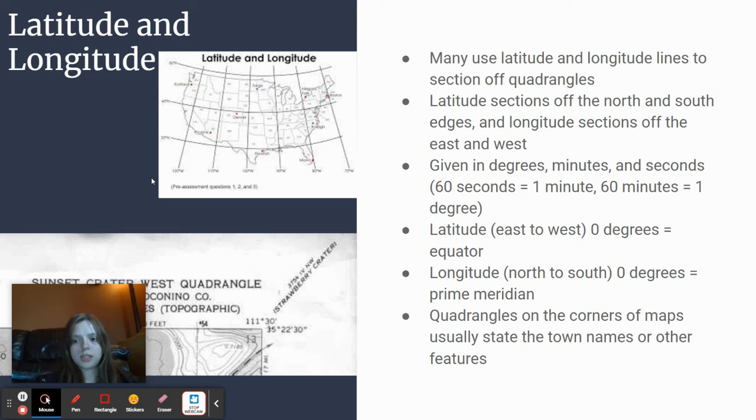Latitude, which is the east to west, at 0 degrees is the equator. Longitude, which is north to south, at 0 degrees is the prime meridian. Quadrangles are located on the corners of maps and usually state the state, the town names, or other features.